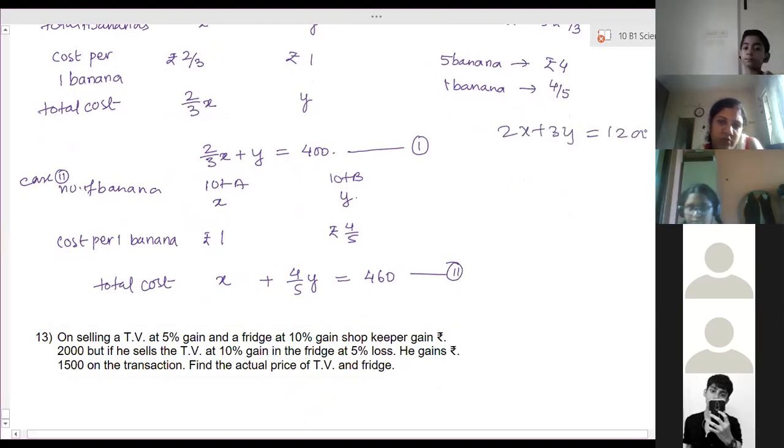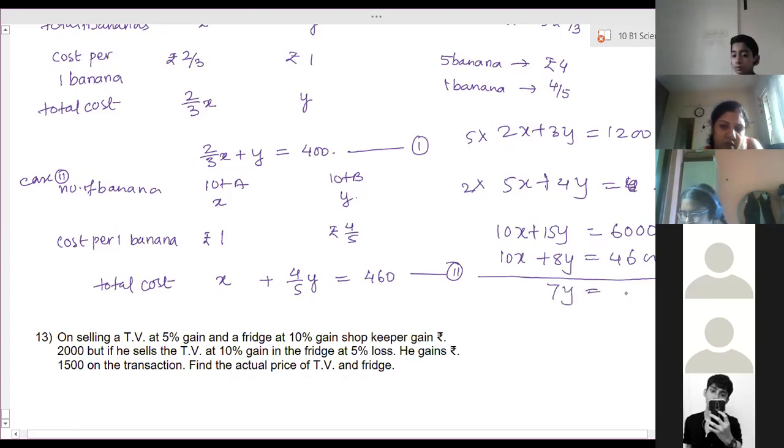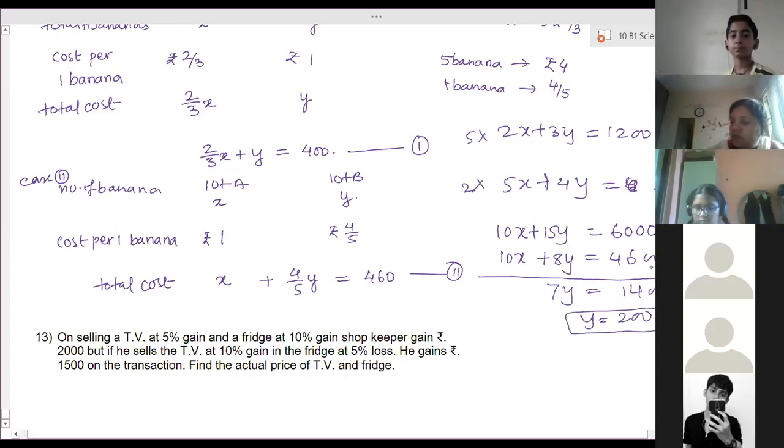2x plus 3y is equal to 1200, and 5x plus 4y is equal to 2300. Now multiply this with 5 and this with 2. 10x plus 15y is equal to 6000, and 10x plus 8y is equal to 4600. Subtracting, 7y is equal to 1400. Y is equal to 200. Clear?